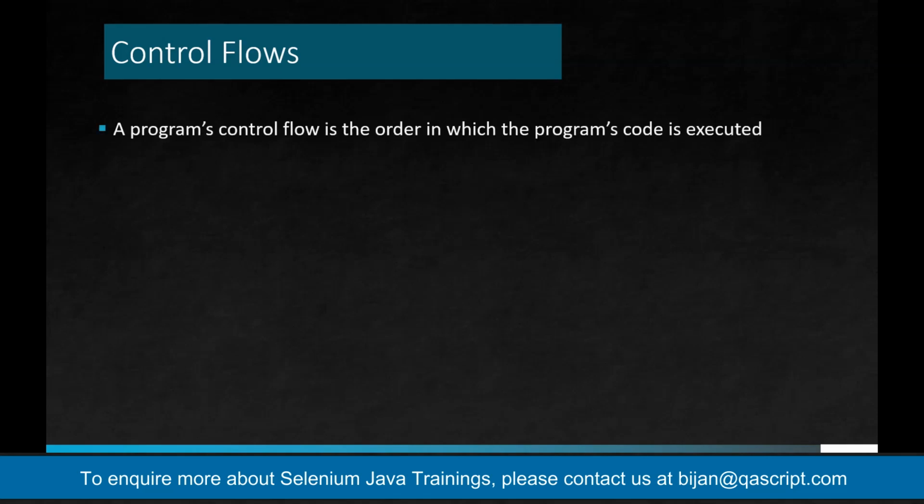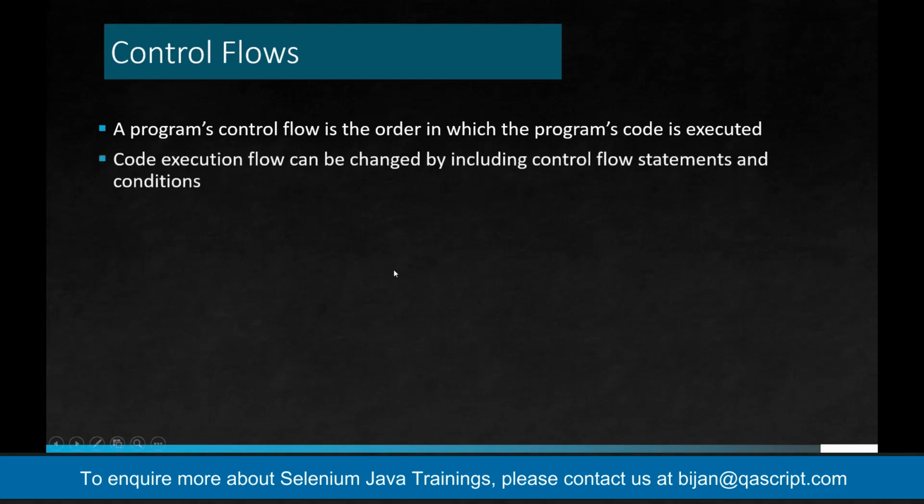A program's control flow is the order in which the program's code is executed. So you can control the flow of the execution based on some condition, and that is what control flow is. We can use different conditions and statements in order to change the execution flow of our code.